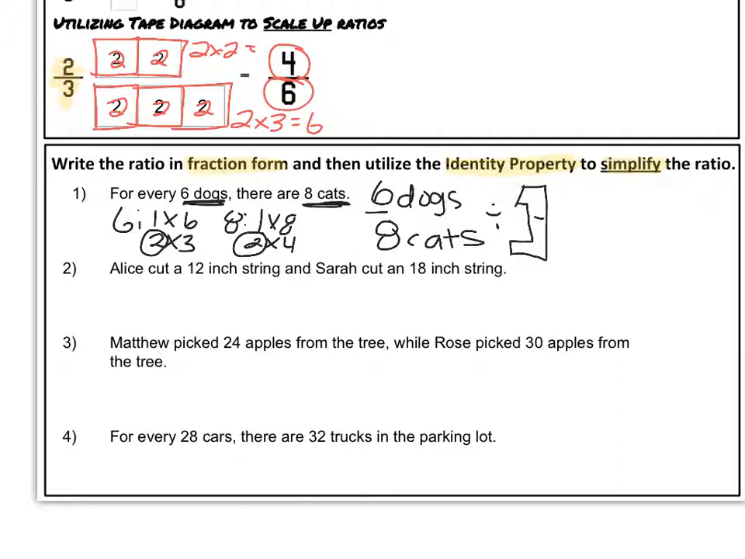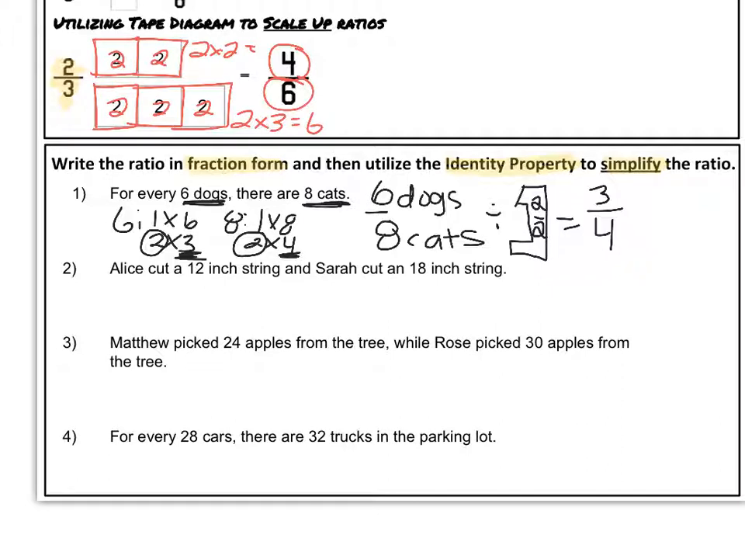So that means we're going to simplify by dividing both sides by 2. Because 2 over 2 equals 1. That's where we get that identity property. 6 divided by 2 is 3. We see that right here in our other factor. And then 8 divided by 2 is 4. And we see that right here in our list of factors that we wrote out.